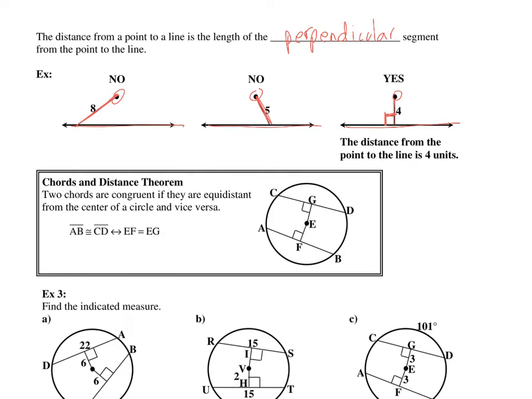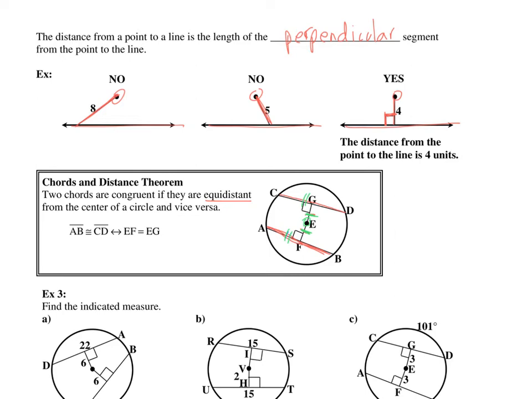All right, going to the next idea, chords and distance theorem. Two chords are congruent if they are equidistant from the center of a circle and vice versa. Equidistant means the same distance. So we have these two chords here, and they are congruent if they are equidistant from the center of the circle. So if these two little segments here are congruent, then that means the chords are congruent. And if the chords are congruent, then they are the same distance from the center of the circle.